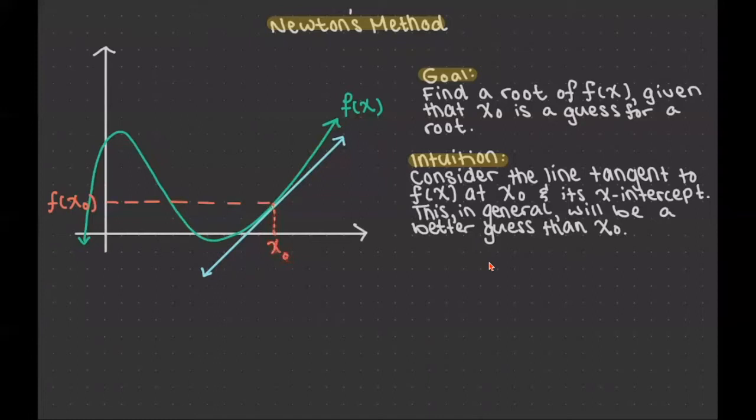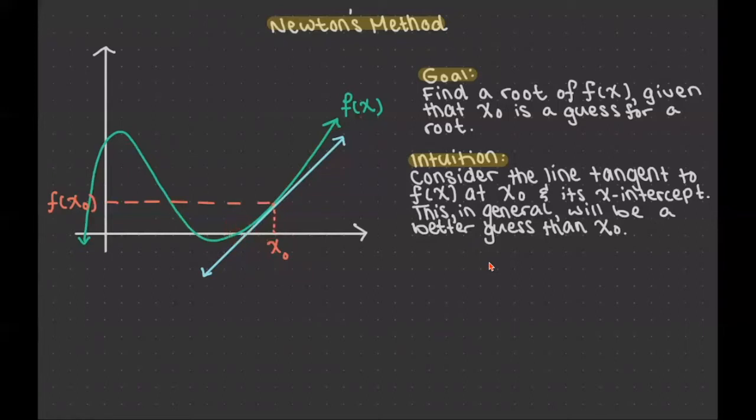In general, you want your guess to be pretty close to a root, but it's also possible to just use guess and check and narrow down your search using things like the intermediate value theorem, for instance. But here's our basic goal. We have x naught as a guess, and we want to get closer to the actual root. So how do we do that?